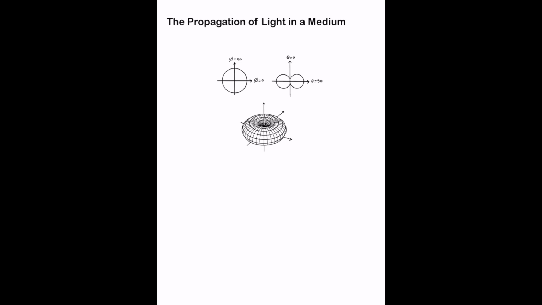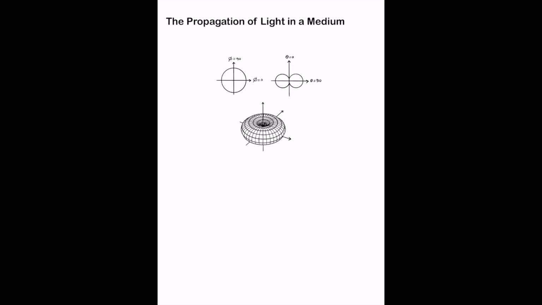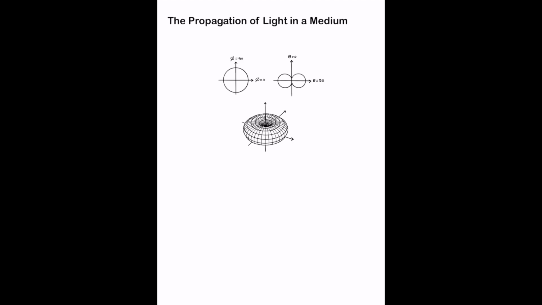So this video is a brief description of the propagation of light in a medium from the atomic scale point of view, which is the basis of Snell's law and the law of reflection, and shows why some mediums are transparent and some have certain colors, and why some are reflecting like a mirror or absorbing.